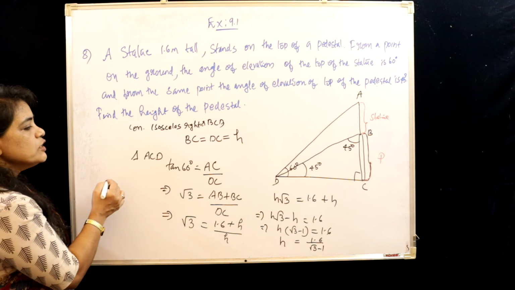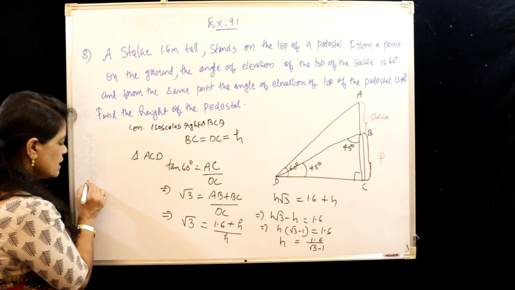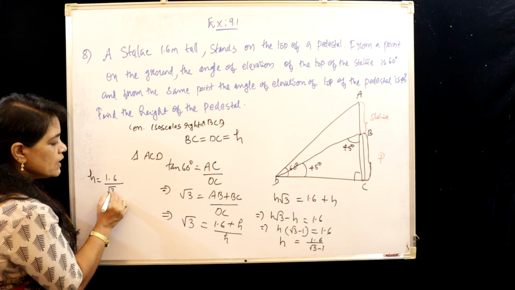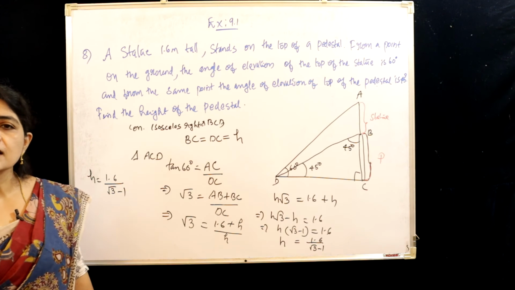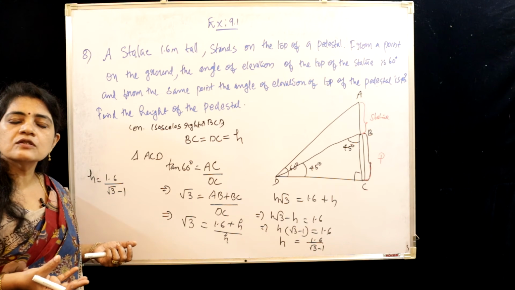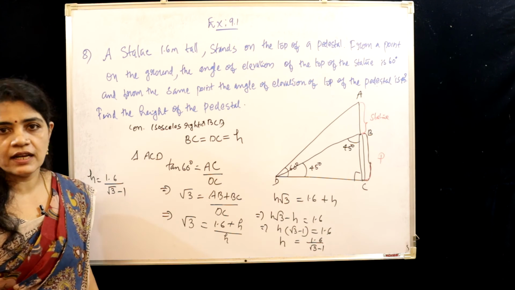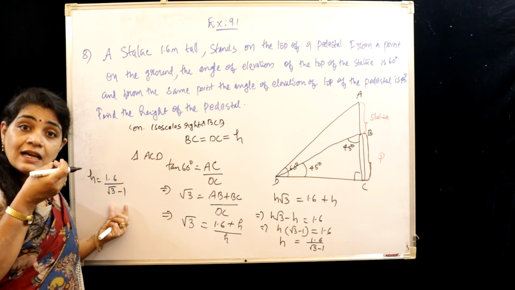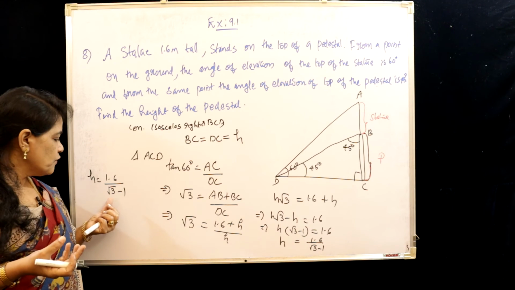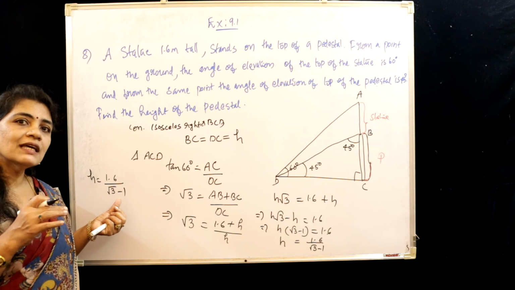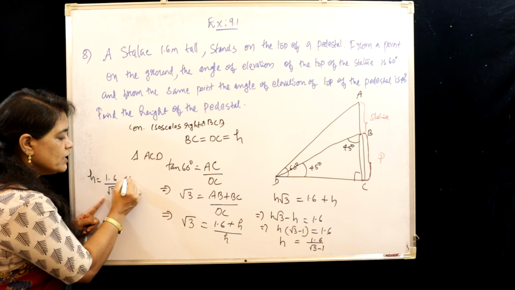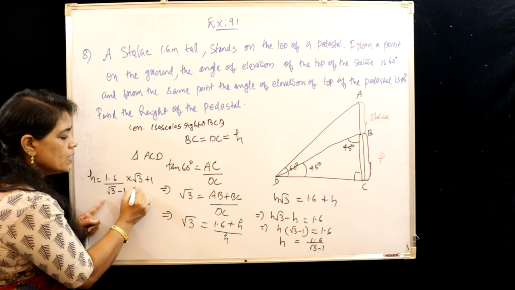Okay, so this is the height of the pedestal, H equal to 1.6 divided by root 3 minus 1. This is an irrational number. When you subtract a natural number from an irrational number, that difference is also an irrational number. That means you have to rationalize. But here children, this irrational number carries 2 terms, so you have to take its conjugate. If it is root 3 minus 1, you have to multiply with the rationalization factor, which is root 3 plus 1 divided by root 3 plus 1.